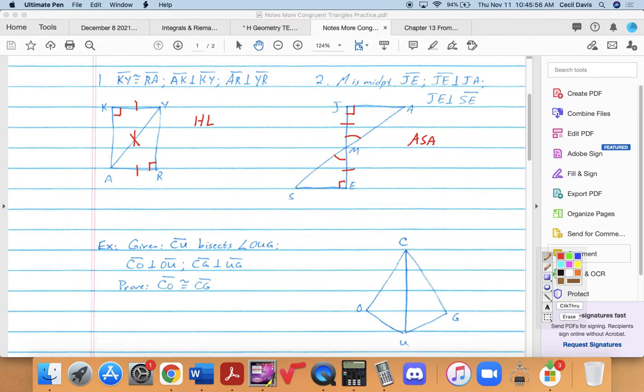There will be a whole bunch like this on your homework tonight, where you're just going through, marking what you know, telling how you know the triangles are congruent.